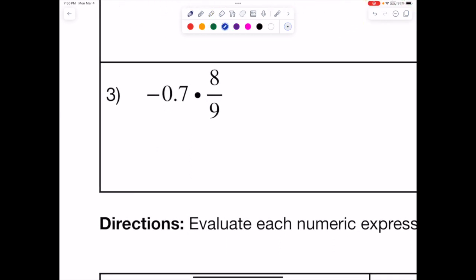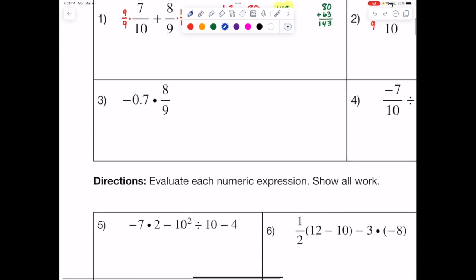Multiplication of fractions. Notice this is in decimal form. I'm going to change it to fraction form because multiplying fractions is really nice and easy. What is 7.7? Well, it's 7/10, right? So negative 7/10 times 8/9.